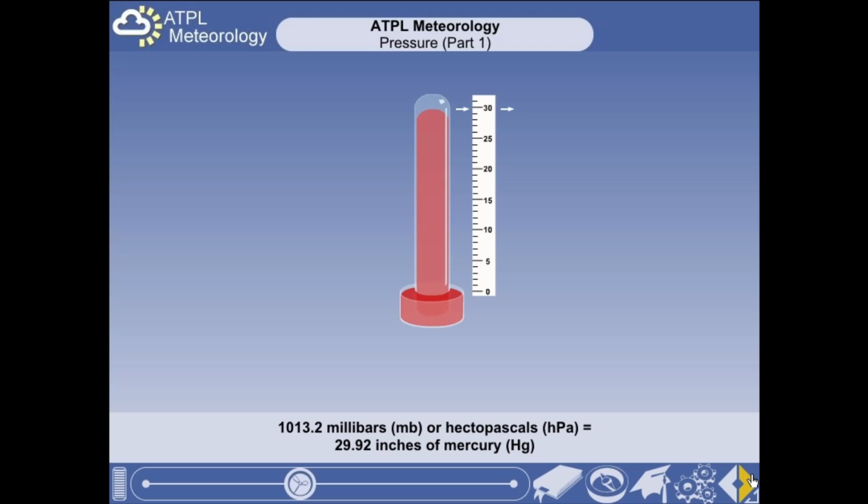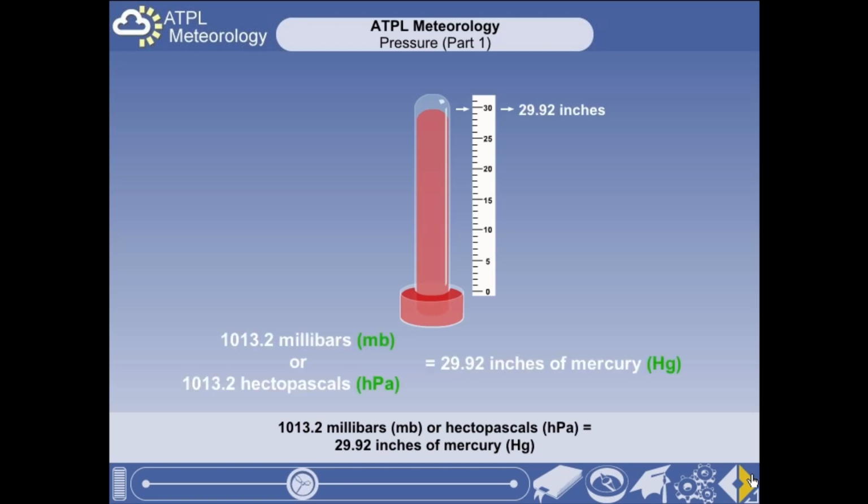However, elsewhere, it is more common to use the millibar, or hectopascal, to measure atmospheric pressure. This uses a different scale. But for comparison, 1013.2 hectopascals is equivalent to 29.92 inches of mercury.